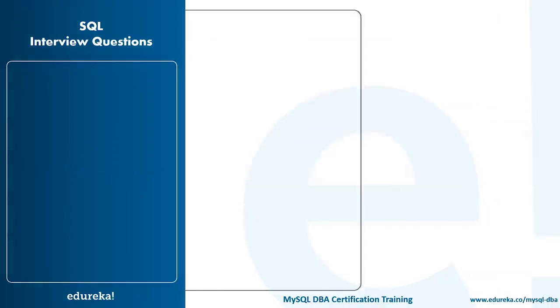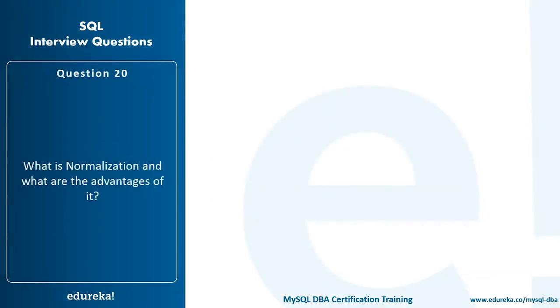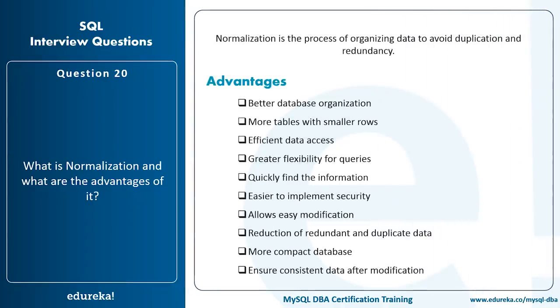Now moving forward to our next question, that is, what is normalization and what are its advantages? So normalization is basically the process of organizing data to avoid duplication and redundancy. It's basically the opposite of denormalization that we just talked about in one of the previous questions. So if you just have to define normalization, then you can say that it is a process of organizing data to avoid duplication and redundancy.